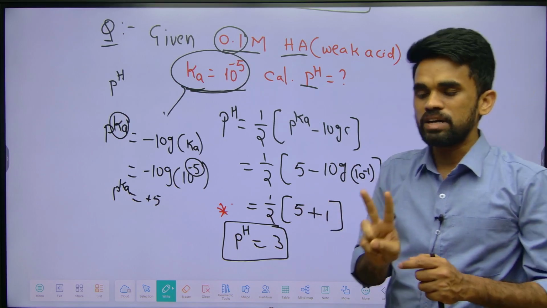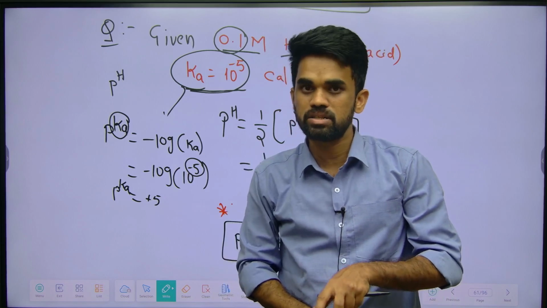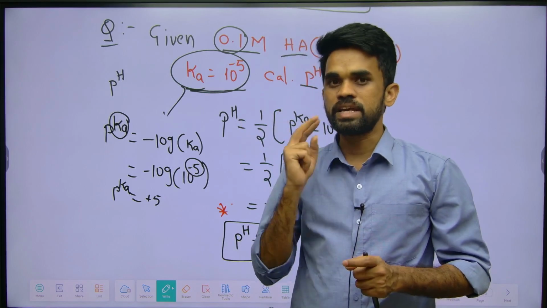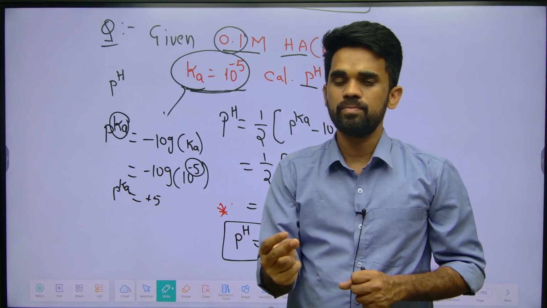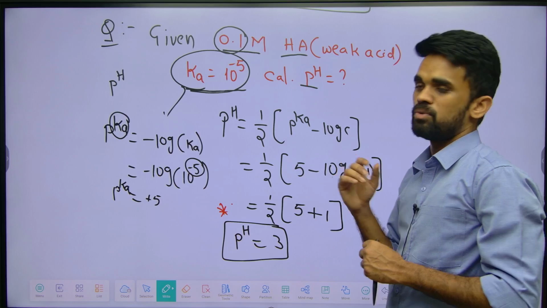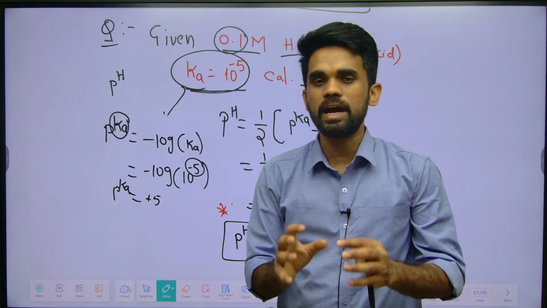Okay, whatever two models are required related to weak acid pH calculations, we have discussed. The first model is by looking at the alpha value. The second model is without giving alpha but giving Ka, the acid dissociation constant. This is the model. I hope both discussions are clear without any confusion, right?